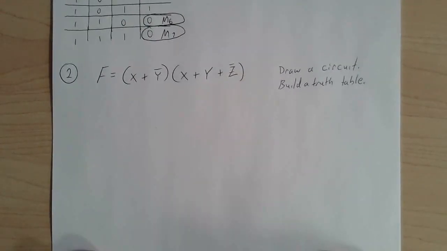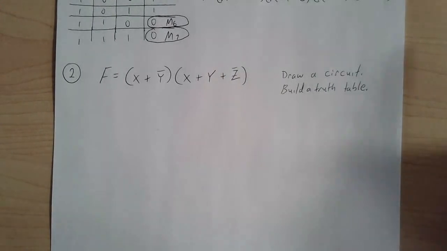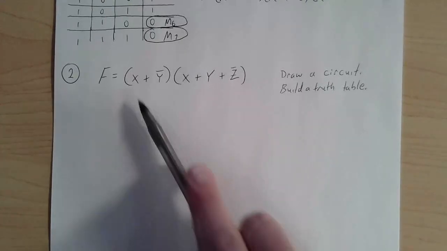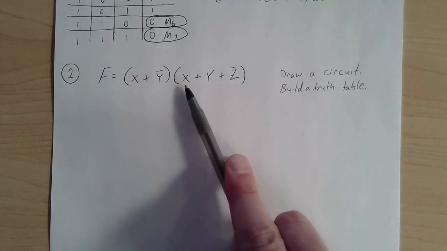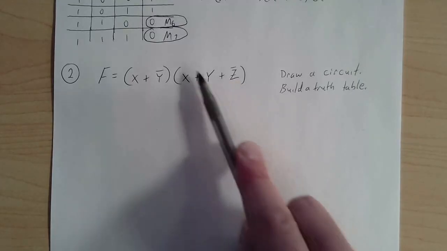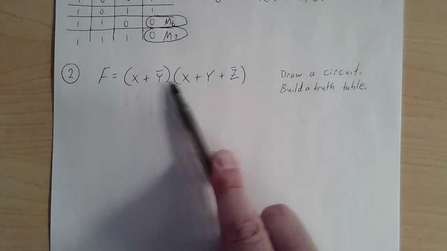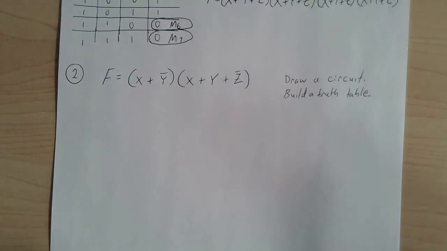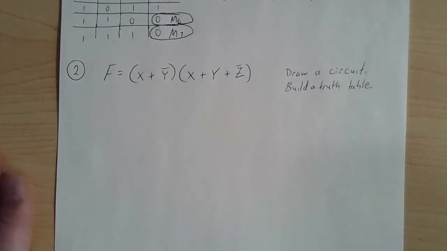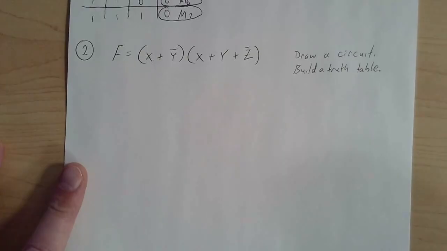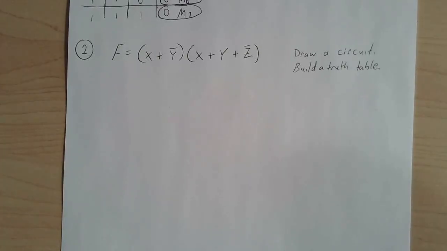Problem 2. Here we're given a product of sums structure for our Boolean expression. And so we have a sum term, X or Y bar, and another sum term, X or Y or Z bar. And then those terms are ANDed together. So that's the product part. So product of sums. We want to draw a circuit and build a truth table for this. So I'm going to draw the circuit first, and then we'll build that truth table.